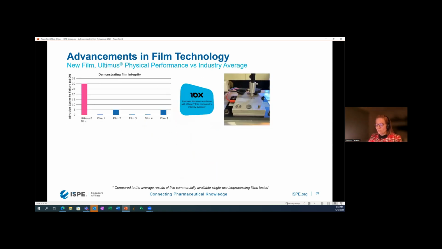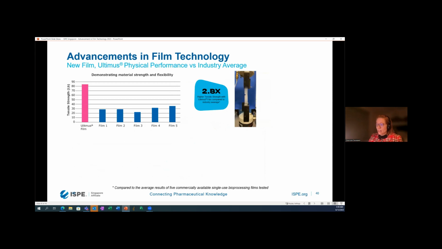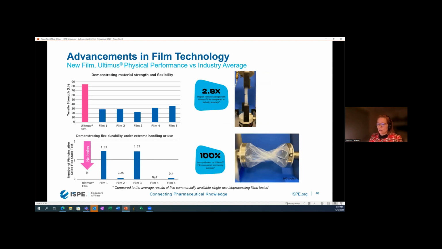Comparing Ultimus to 5 commercially available single-use bioprocessing films for abrasion and puncture, the data shows that the new film provides superior performance. And so we really do stand out in terms of our robustness for abrasion and puncture, being as much as 10x and 2x more than what's on the market today. We see the same trend with tensile strength and flex crack resistance.